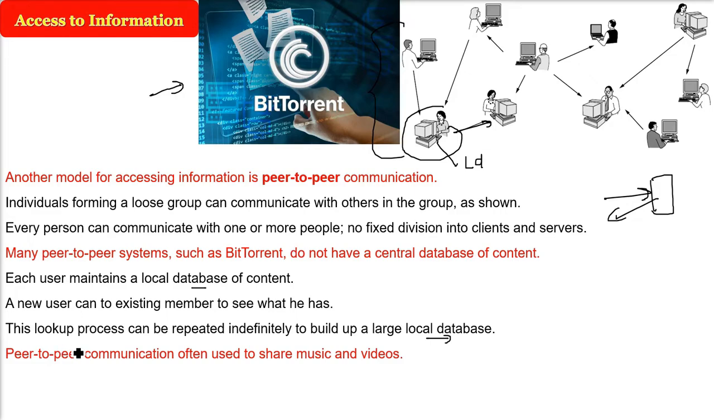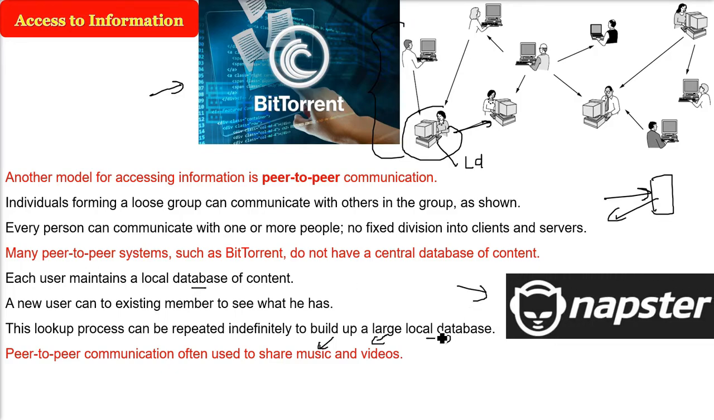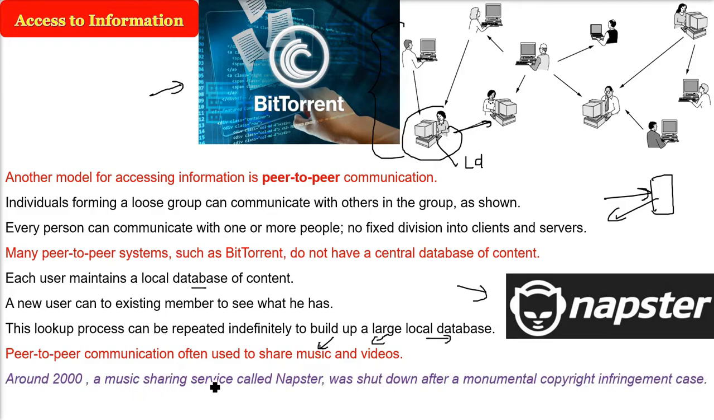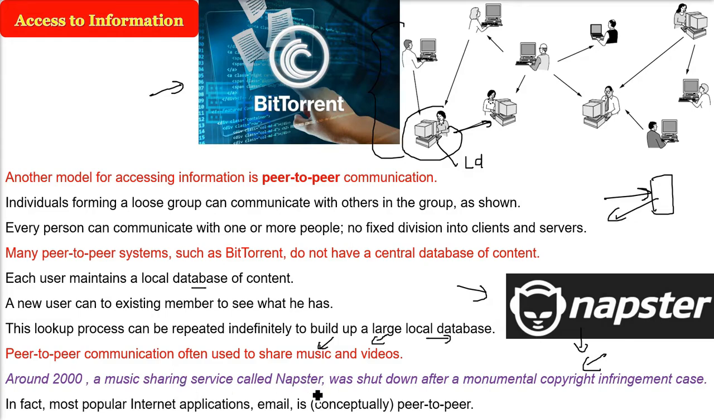For example, sharing of music, sharing of videos. This is why peer-to-peer communication is normally used. But I'll give you an example of Napster. Around 2000, Napster became so popular because it was all about sharing music and videos. Because of the copyright infringement, it was taken down. Napster was shut down. And let me tell you, the most popular internet application, which is your email, you are using on a daily basis worldwide. If you go conceptually, this is also a peer-to-peer popular internet application, email.